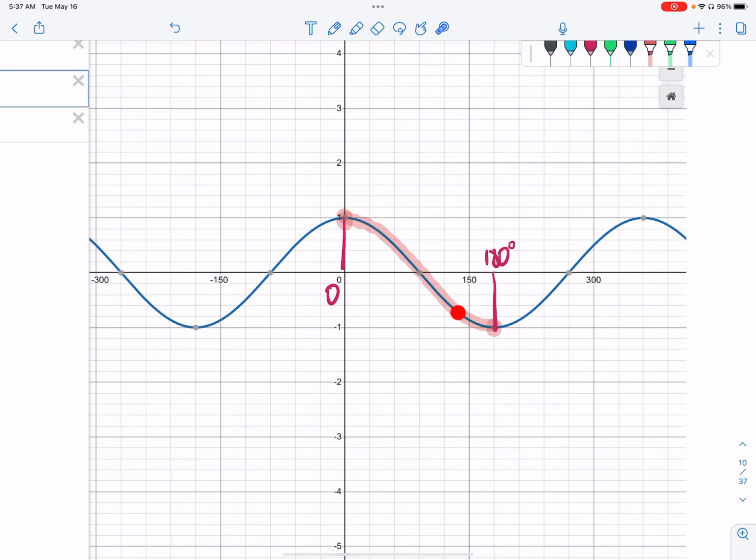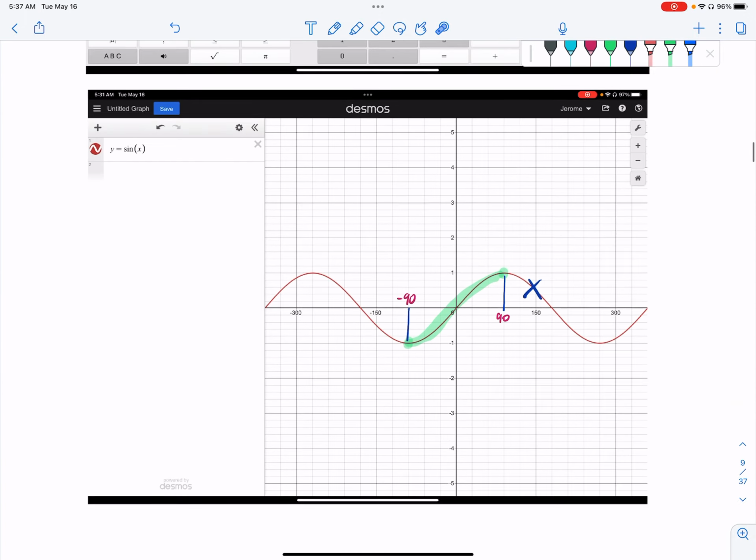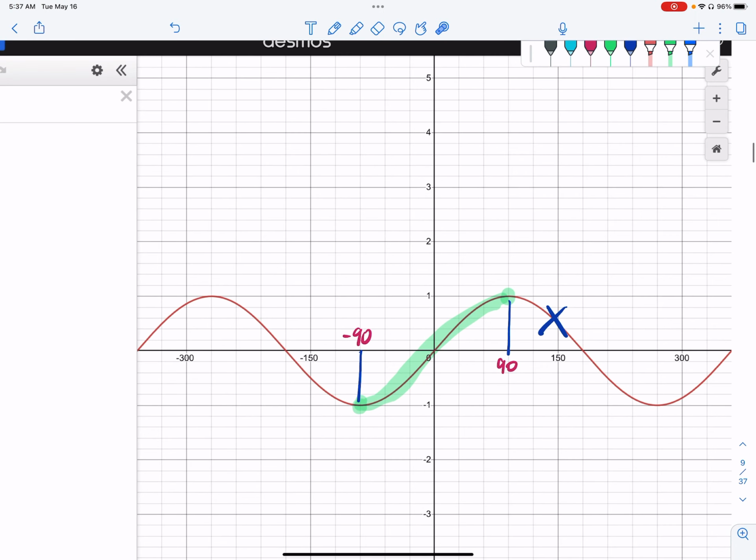So this one will give us acute angles back. It'll also give us obtuse angles back, whereas unfortunately, the inverse of sine only gives us the positive and the negative acute angles. It also gives us right angles.